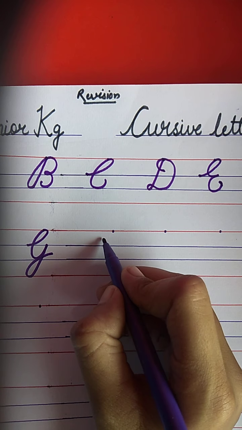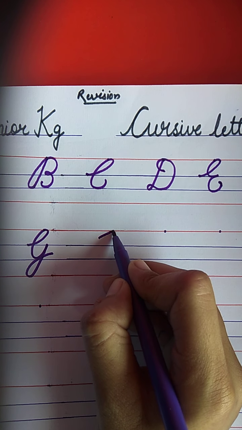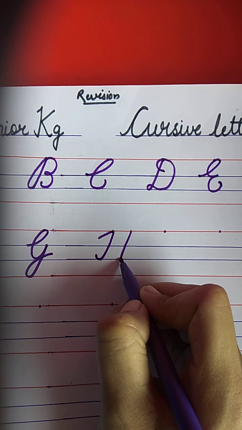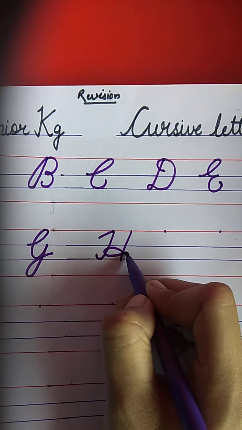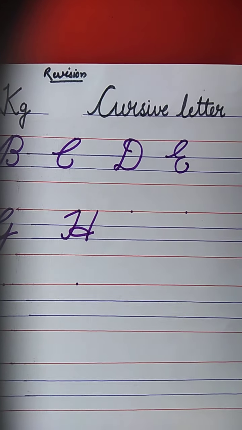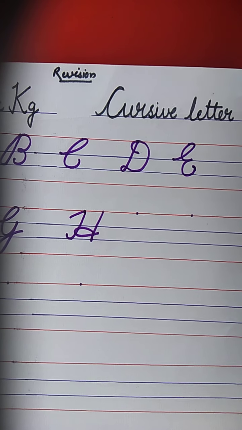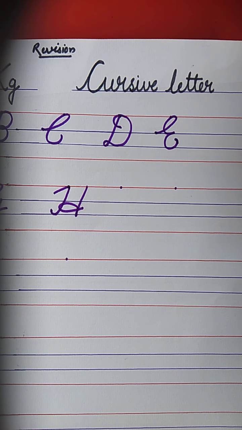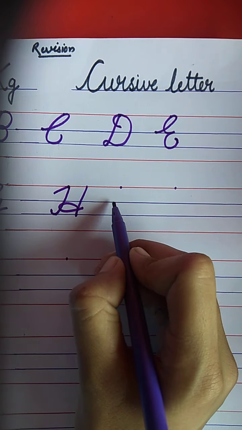H for house. See here. Draw a curve, a slanting line, one more slanting line, then a loop between these two lines. H. H for house. What is the spelling of house? H O U S E. House. Now the next letter is I. H for house के बाद कौन सा लेटर आता है बच्चों? I. I for igloo. Now write with me.